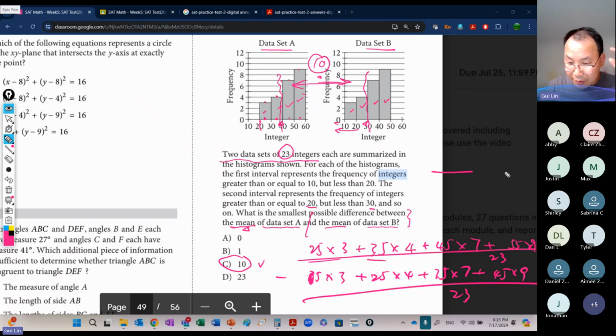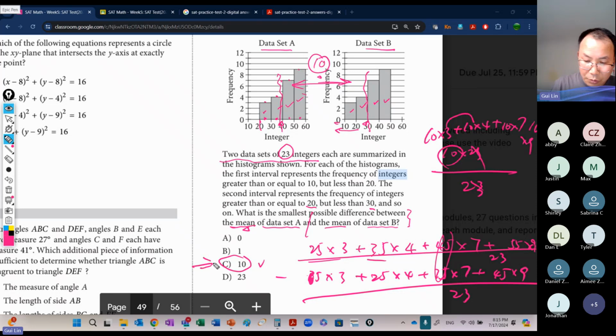you can take the top minus the bottom. You can see that the denominator is the same. Each one of them is 10 times 3, 10 times 4, 10 times 7, and the last one is 10 times 9. And over here you can see 10 times 23, and overall it became 10. So if you do the very basic calculation, you should learn this process.